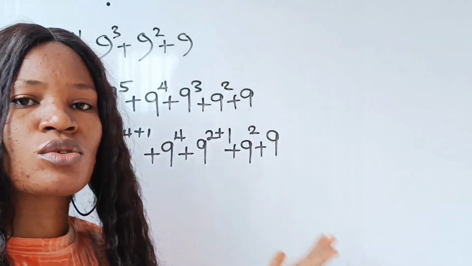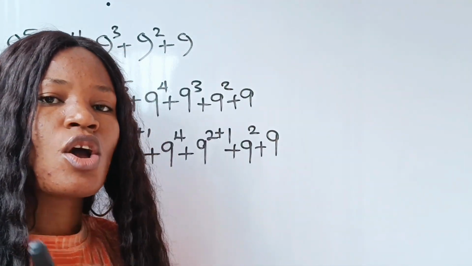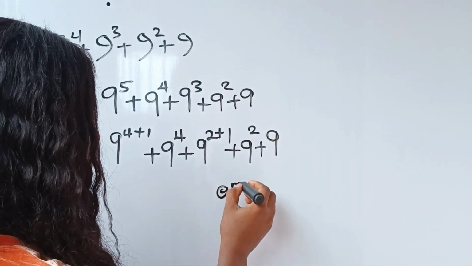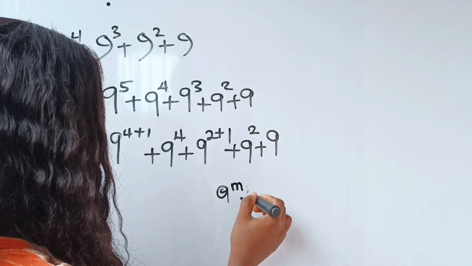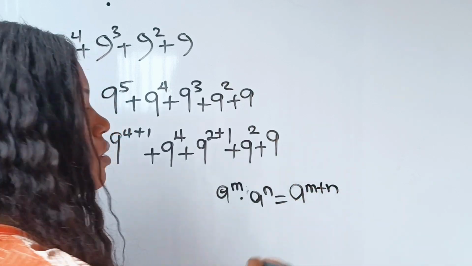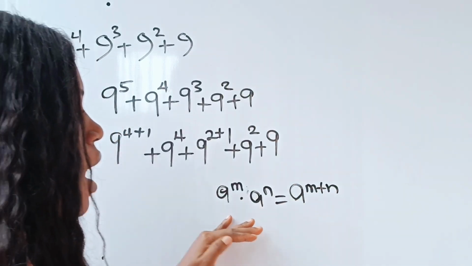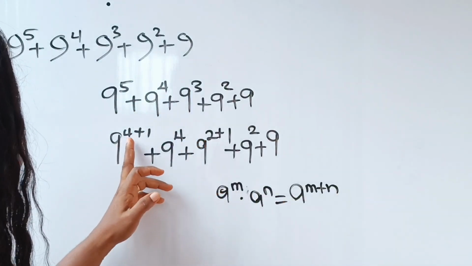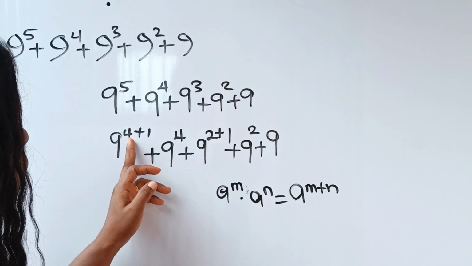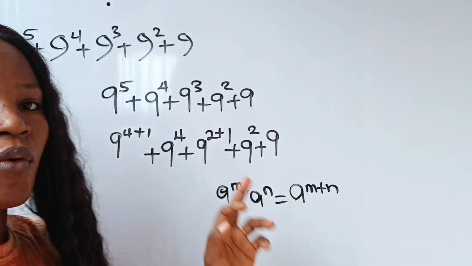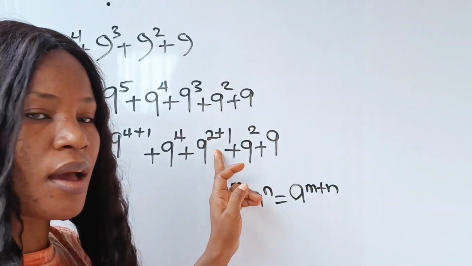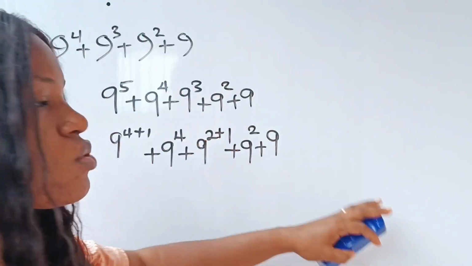Now we are going to apply the law of indices or exponents that states that a to the power of m multiplied by a to the power of n is equal to a to the power of m plus n. So by applying this, we can expand this as 9 to the power of 4 multiplied by 9 to the power of 1, which is still 9. And we are still going to apply the same thing here. So let's go ahead and do that.